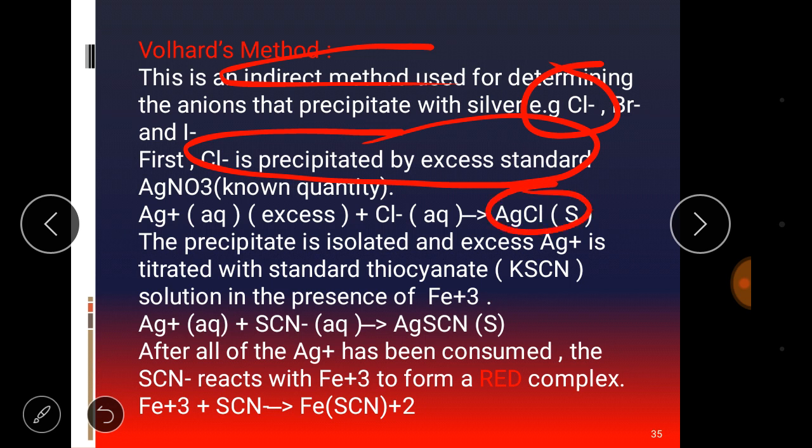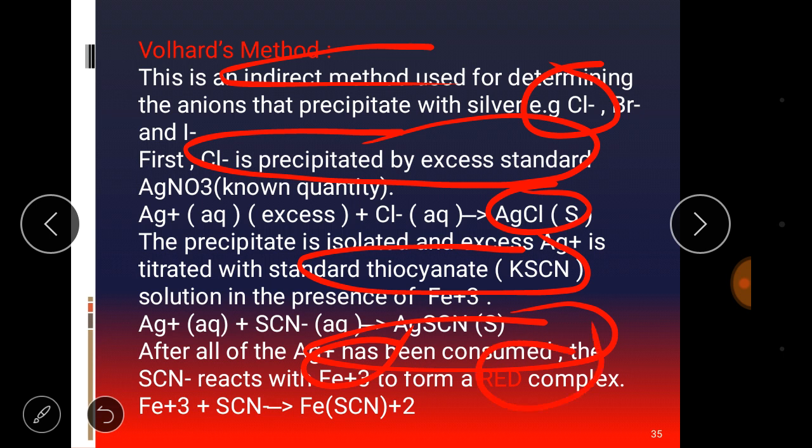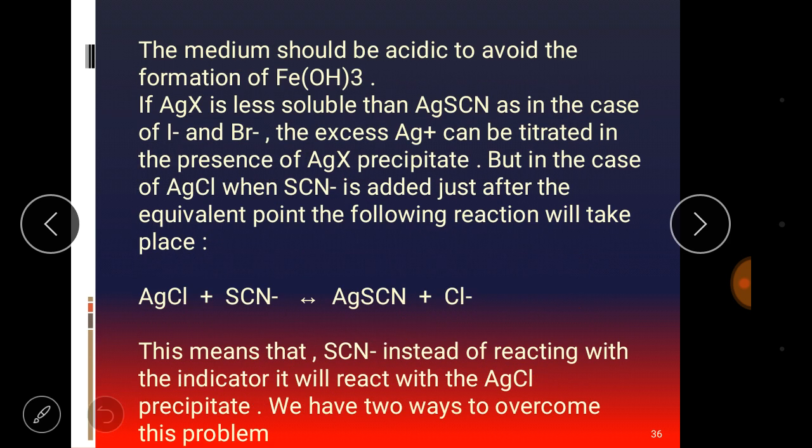The precipitate is isolated and the excess silver plus is titrated with standard thiocyanate solution in the presence of iron plus 3. After all the silver plus ions have been consumed, the SCN minus reacts with iron plus 3 and produces a colored complex, a red colored complex. Just observe it. The medium should be acidic to avoid formation of iron hydroxide in this Volhard method.